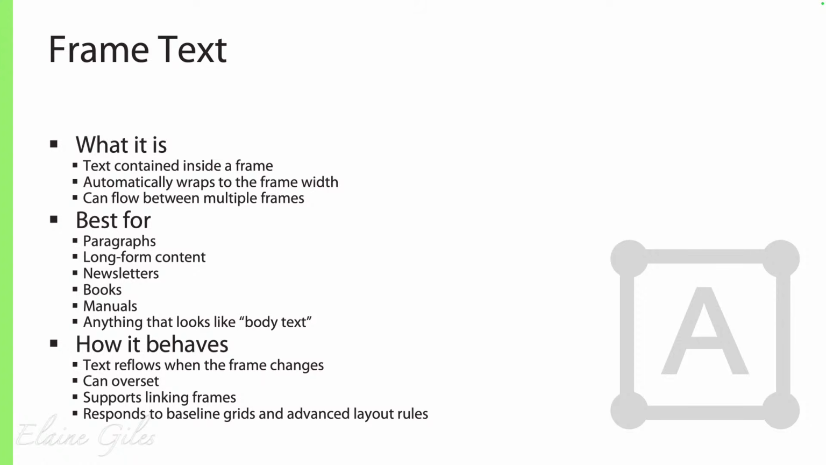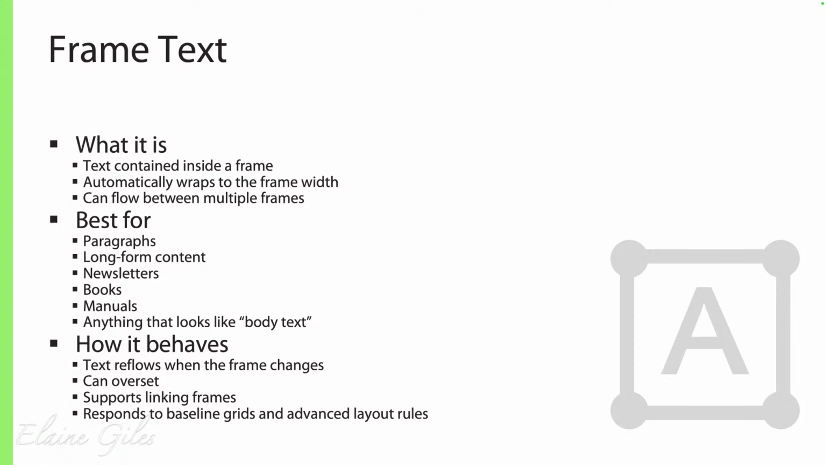You will also be able to see any text that is overset. Overset text is where there isn't enough room in the frame to show it, but it can indicate to you that it's there. It also is the type of text that will align to the baseline grid and any advanced layout rules that you have set up. So frame text is type as content rather than layout. It's using type as content. And this is what we will be concentrating on.